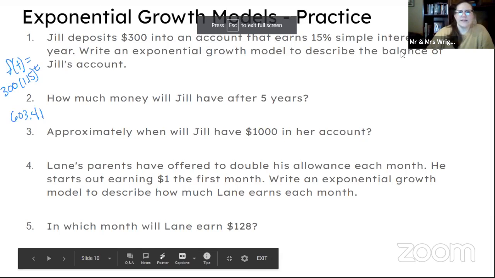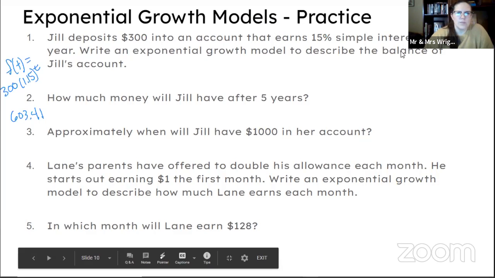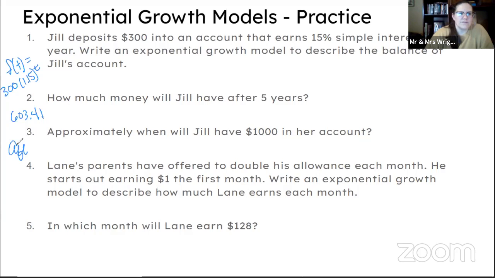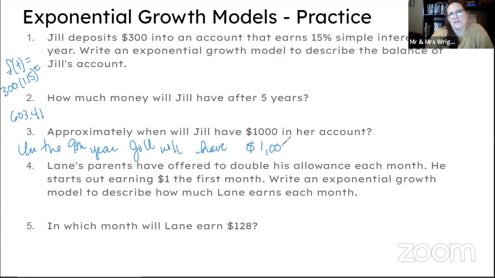So let's go back here and write our answer. After 9 years, I apologize, let's erase that. It is in the 9th year. In the 9th year, Jill will have $1,000 in her account.